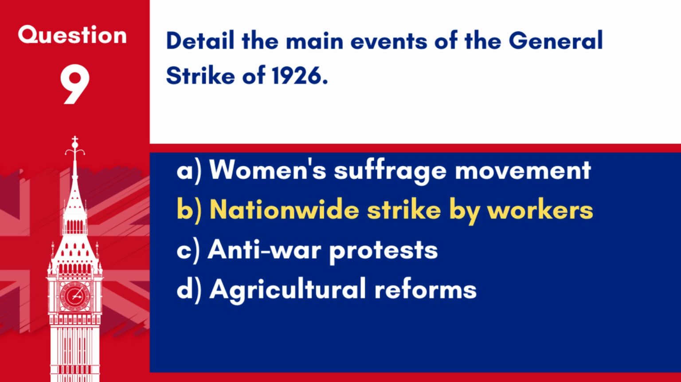Answer. B. Nationwide strike by workers. The general strike of 1926 was a major event characterized by a nationwide strike by workers.